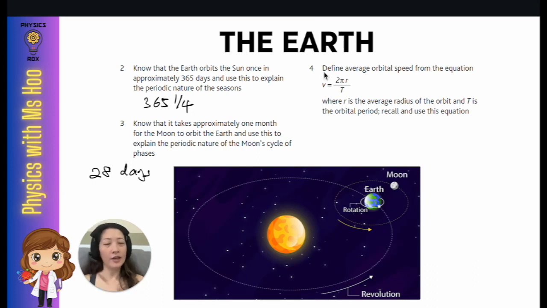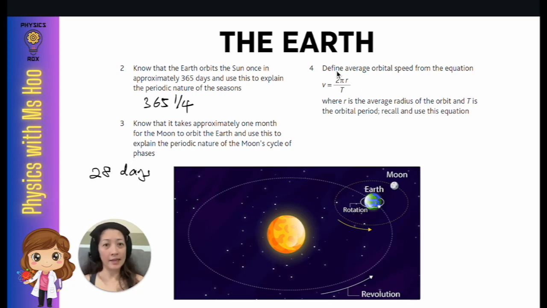In addition, you need to know how to calculate the average orbital speed, which is basically the speed of the object that is making the orbit. So you need to memorize a formula as given over here. And the formula is actually very logical. V is the orbital speed, and speed is distance over time, right?